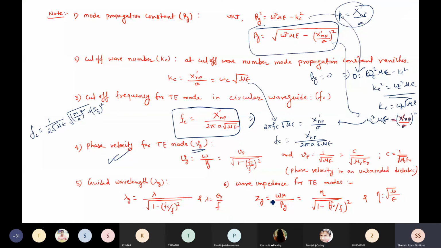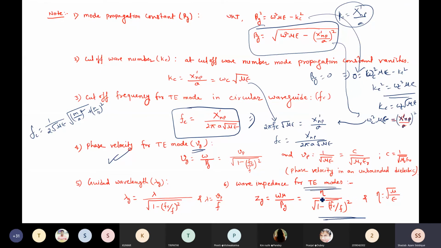Zg is equal to the wave impedance, which is omega mu by beta g, which is equal to eta divided by root under 1 minus (fc by f) whole square. That is for TE mode, and for TM mode it is eta into root under 1 minus (fc by f) whole square. Okay, so this is for TE mode.